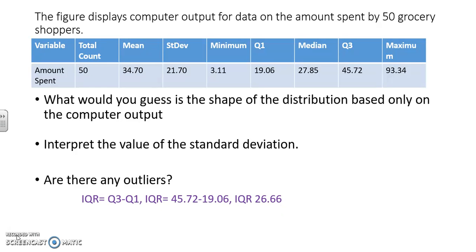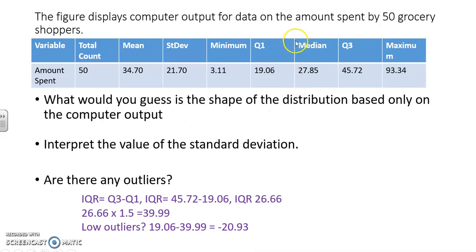First, you need to find your IQR. Your IQR is your Q3 minus your Q1. 45.72 minus 19.06, I get $26.66. I have to multiply that value by 1.5. I get $39.99. So to find my outliers, I want to first subtract that value from my Q1. I got negative 20.93. No one spent less than that, so I have no outliers on the low end.